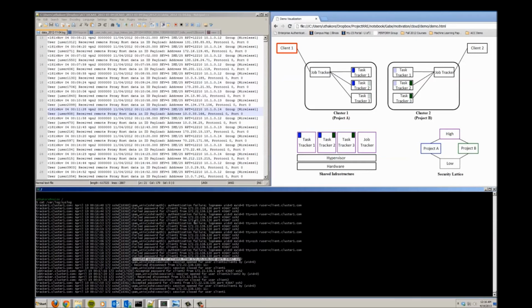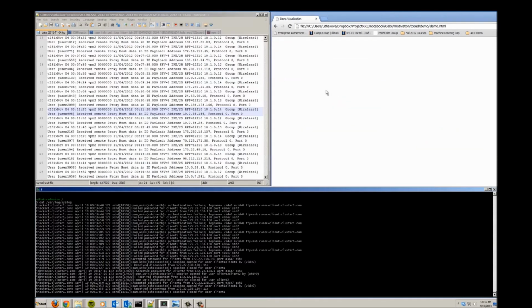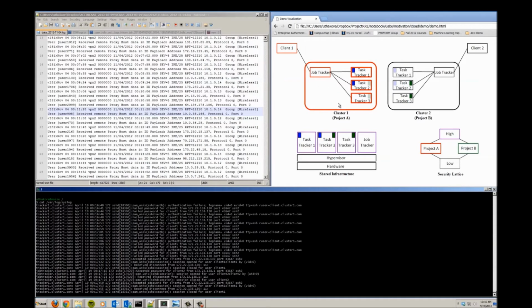So after we detected this account compromise, what does it mean for our cluster? What does it mean for our security lattice? So this is where we run the security policy rule validator. And when we do so, we find that cluster 1, all of cluster 1 could potentially be compromised. And this is because the account that client 1 compromised has access to all of these resources. So that means that any of Project A's resources could potentially be compromised. Now, another thing that we might want to enforce is isolation as defined by our lattice. So in our case, Project A and Project B should not be able to communicate.